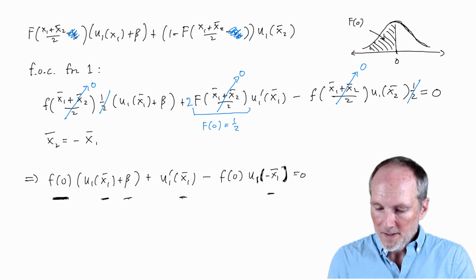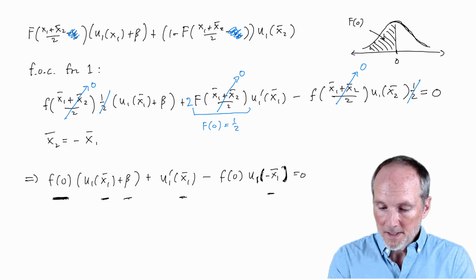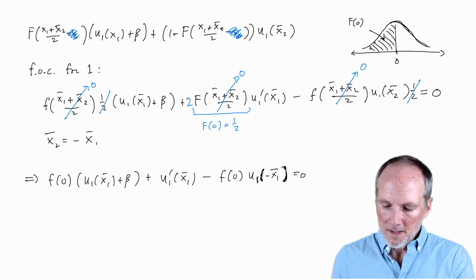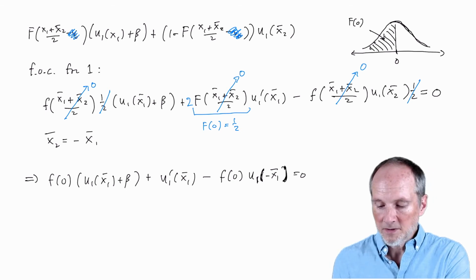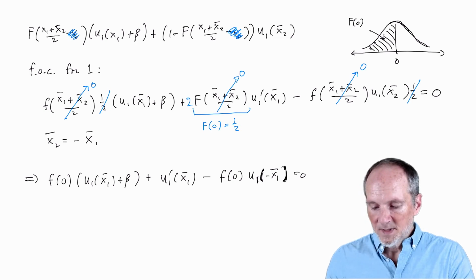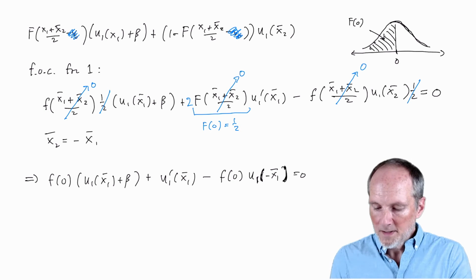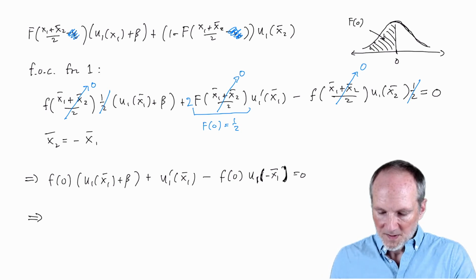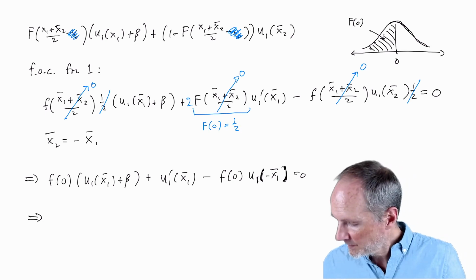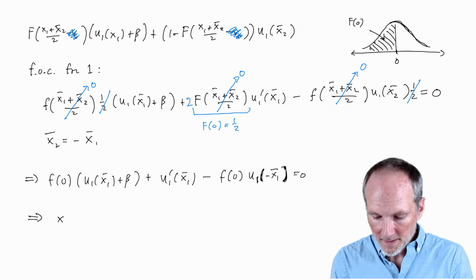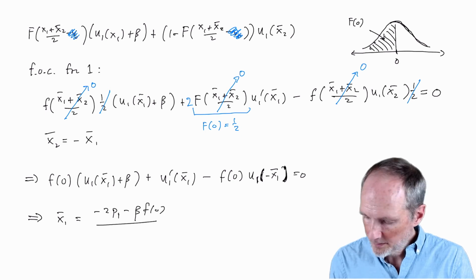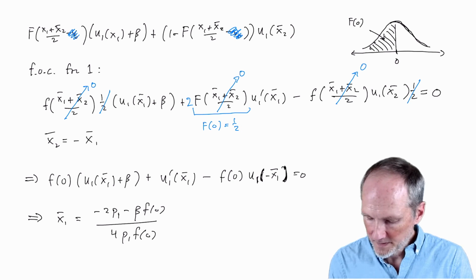With this, we have a pretty simple equation, and it's still here x1 bar. It's actually going to be a unique symmetric equilibrium policy. It's still not explicitly calculated here. Obviously we have quadratic utility for these guys. If we were to substitute in for quadratic utility, then we can actually solve, and x1 bar is equal to minus 2p1 minus beta f of 0 times 4p1 f of 0.